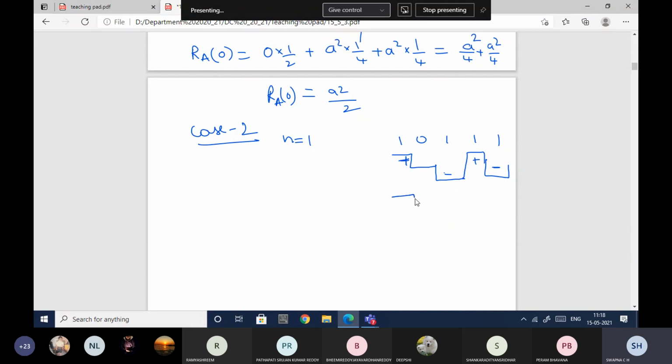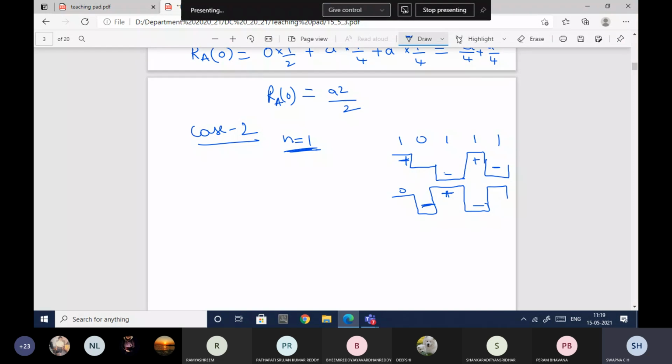0, negative, then positive, then again negative. This is 0, negative, positive, again negative, and again I may have positive. So here if you observe, with one shift I may have either a minus or a plus. That I don't know. That is the reason I'm considering n equal to 1 here separately.